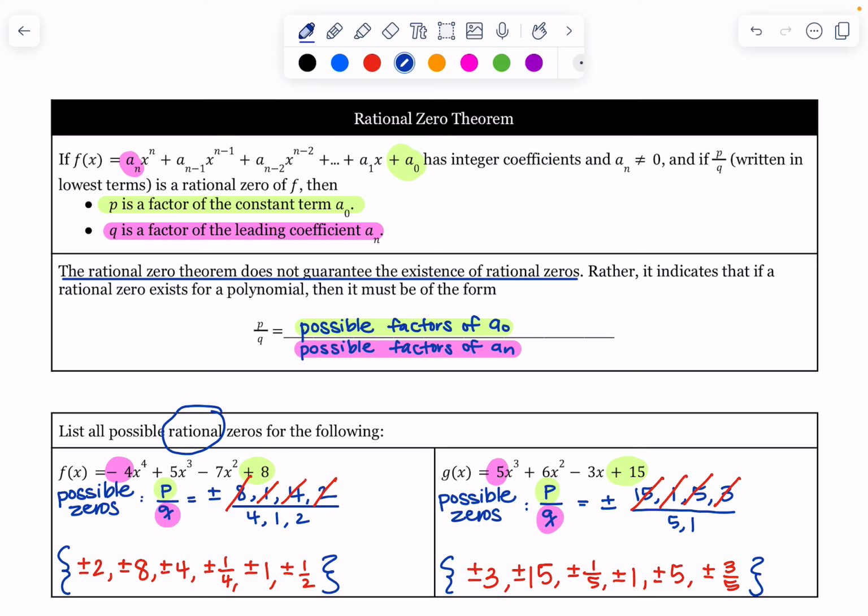So all possible zeros for g of x would be positive or negative 3, positive or negative 15, positive or negative 1/5, positive or negative 1, positive or negative 5, and positive or negative 3/5. I'm going to highlight that rational in yellow so it stands out. These are all possible rational zeros.